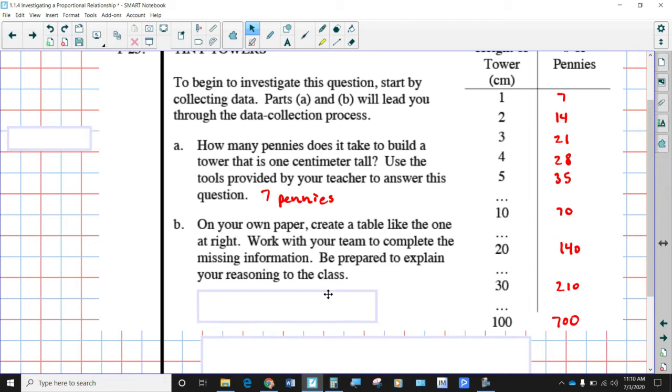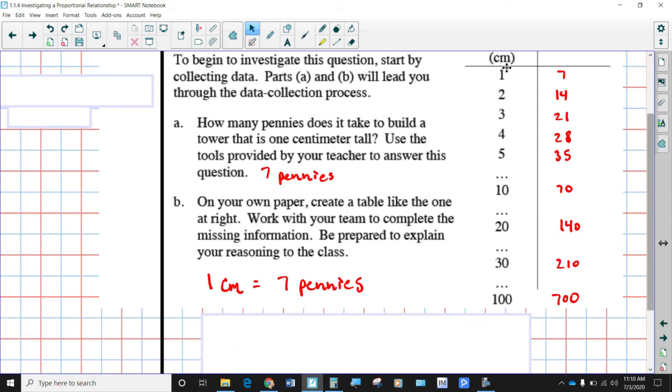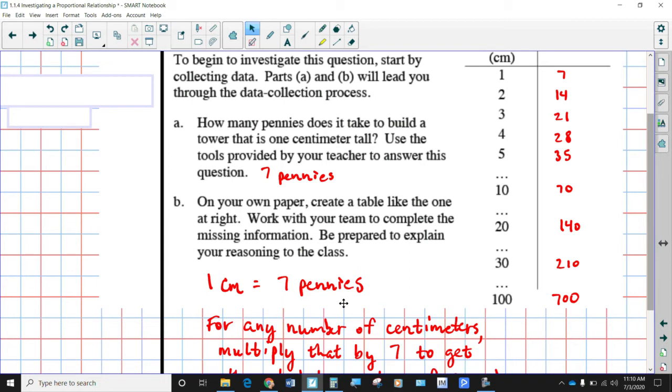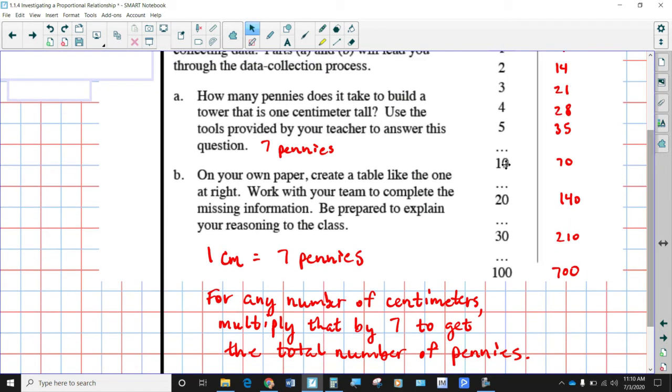You start to realize if 1 centimeter is equal to 7 pennies, what's the strategy? All we have to do is multiply the number of centimeters times 7, and that will give us the total number of pennies in those given towers. So what is 7 times 10? 70. What's 7 times 20? 140. 7 times 30? 210. 7 times 100 is 700.